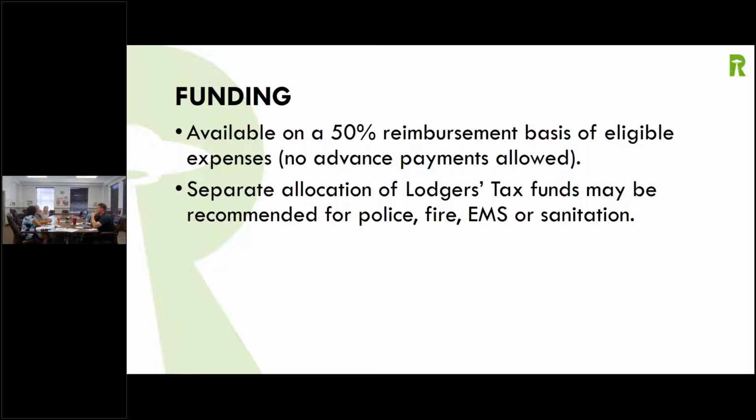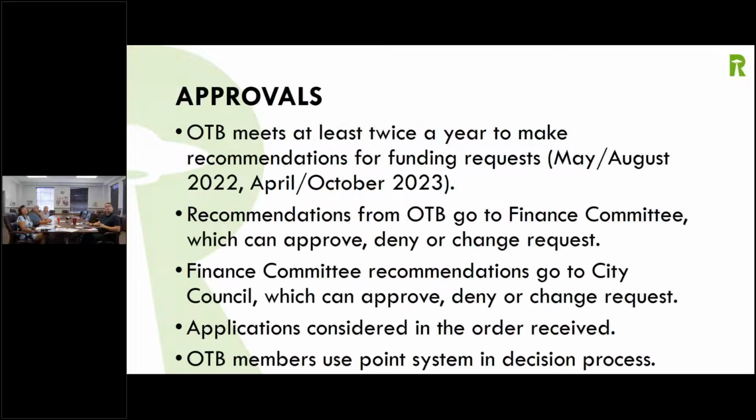Okay. All right, moving on to next. The approval process, the OTB, the Occupancy Tax Board, that is you, meets at least twice a year to make recommendations for funding requests. This year, because we restarted the process and it was an awkward timeframe, we're going in May and August. Next year, we're going to probably get back to the regular scheduled program of April and October. Okay. Now, the recommendations, as we've talked about from OTB, are only recommendations.